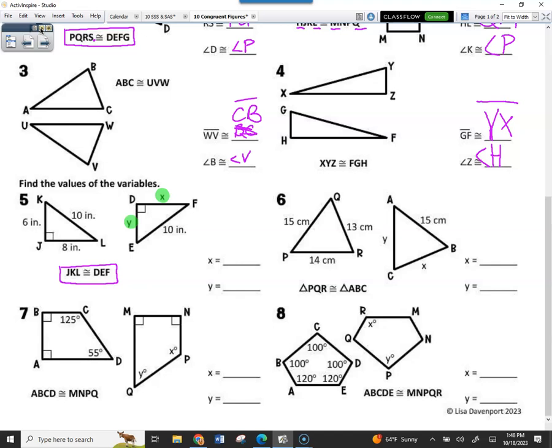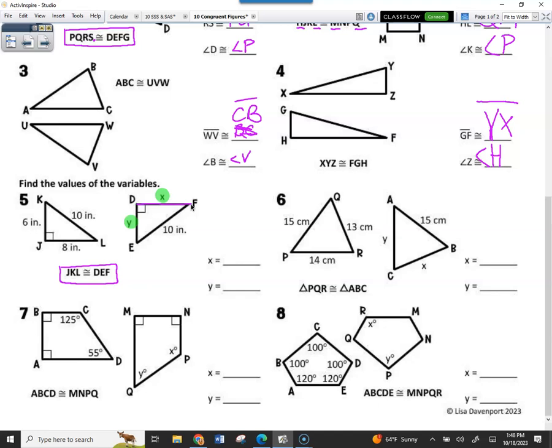Name it. What side is X referring to? I don't remember what it's called. You name it. Come on, y'all. DF. Two letters. DF. Right? DF is X. Come to the congruent statement.